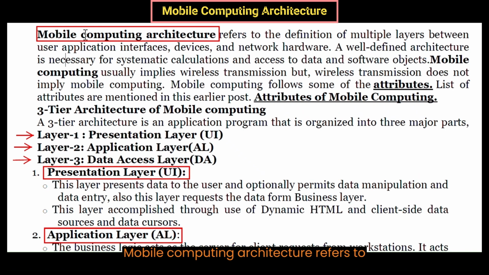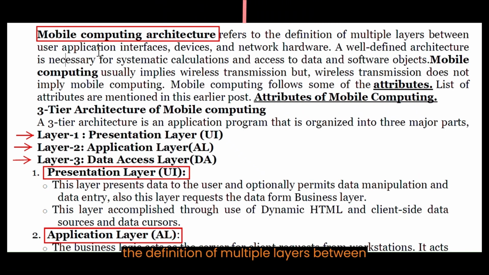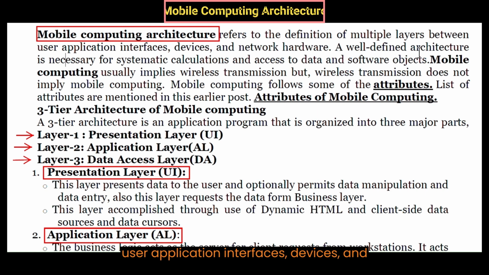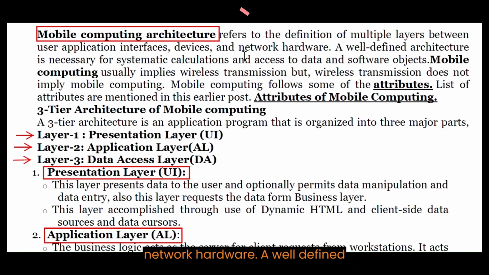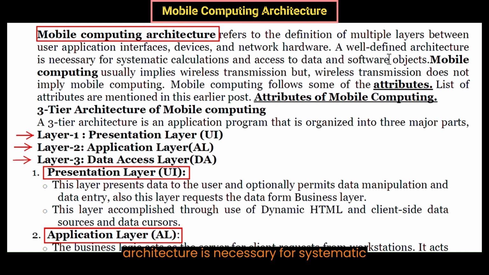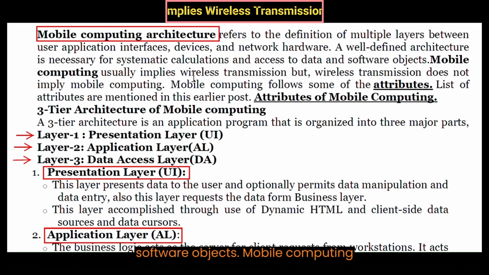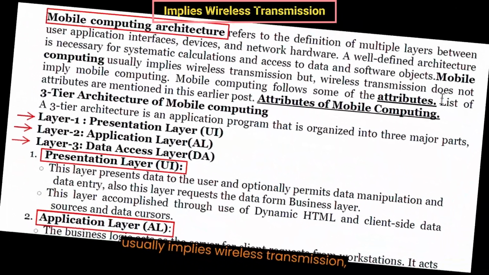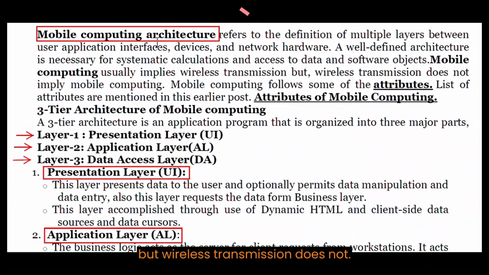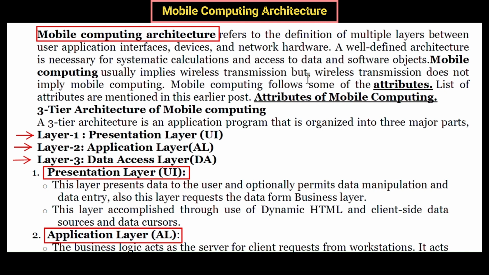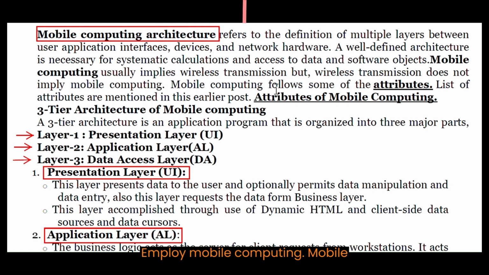Mobile computing architecture refers to the definition of multiple layers between user application interfaces, devices, and network hardware. A well-defined architecture is necessary for systematic calculations and access to data and software objects. Mobile computing usually implies wireless transmission, but wireless transmission does not imply mobile computing.